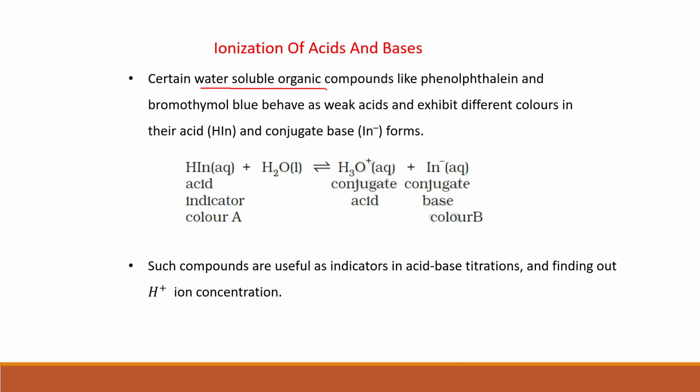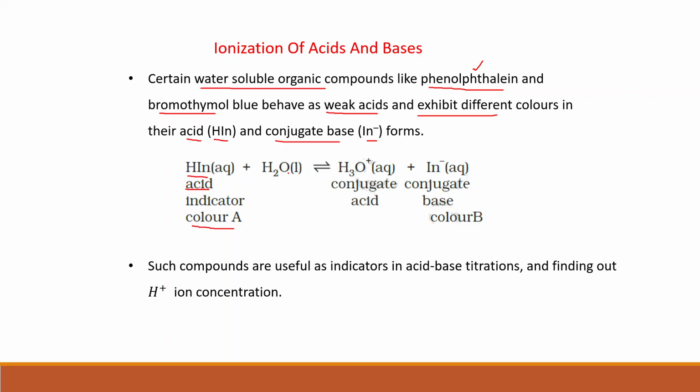Certain water-soluble organic compounds like phenolphthalein, I think you are familiar with this word, this is one acid-base indicator, and bromothymol blue behave as weak acids and exhibit different colors in their acid form, that is HIn form, and conjugate base, that is In- form. If you are familiar, phenolphthalein is colorless in acidic medium and gives pink color in basic medium. Actually, this is an acid-base reaction. When the acid indicator is represented as HIn, suppose its color is A.